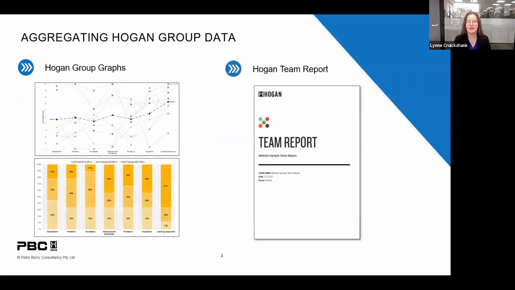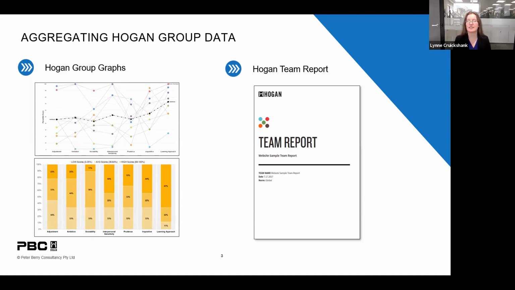Two of the main approaches that we tend to use when we're looking at aggregated Hogan personality data is the Hogan group graphs that you can see on the left here. It's really a graphical depiction, so we can see on average where the score sits for the team across each of the different scales. It can also show the spread of scores across the team, to understand where others may sit relative to each other. And the bottom graphic that you can see down there is a frequency graph. This one is really useful in understanding, within the group, the frequency of those who scored in the high range for a particular scale, within the average range or the low range, to understand the proportions within the group. So that's one option when we're looking at the aggregated data.